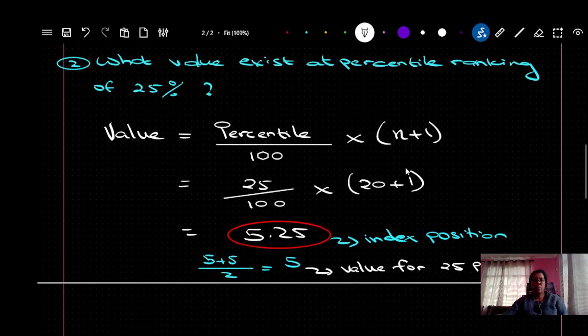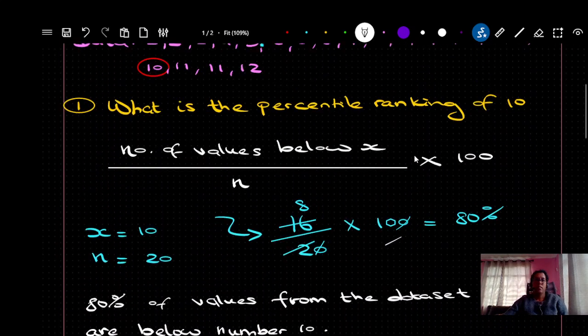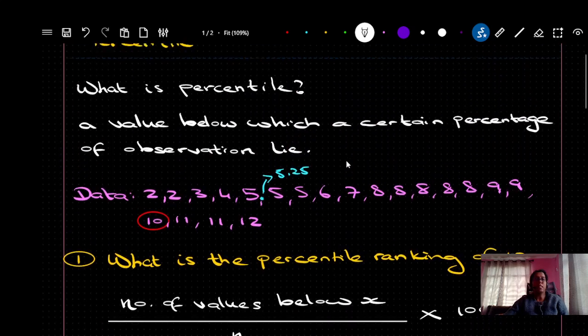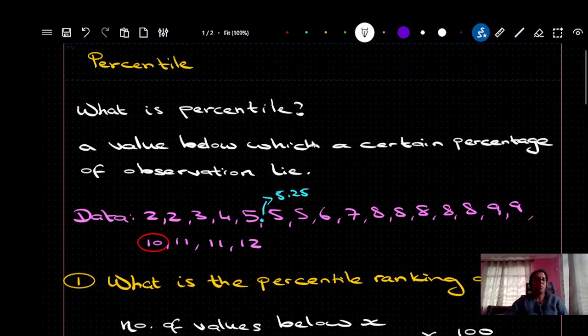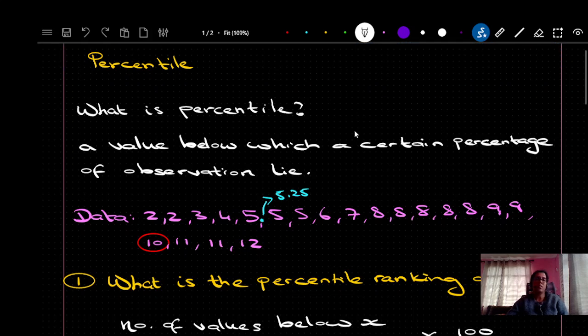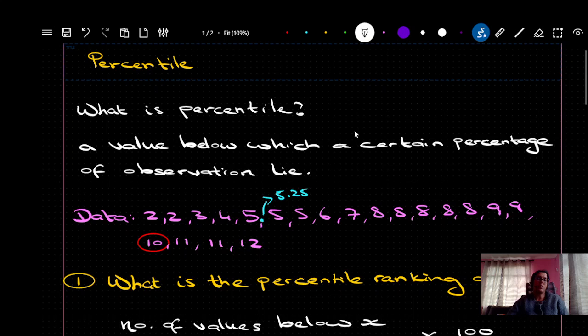I hope you understood a bit about percentile: how it is calculated and what it means in the data set. It's very important to know what you're looking for. This is the gap that many people have in mathematics or statistics. They're just doing calculations and operations without understanding. To understand these formulas, it's important to know what you're looking for.